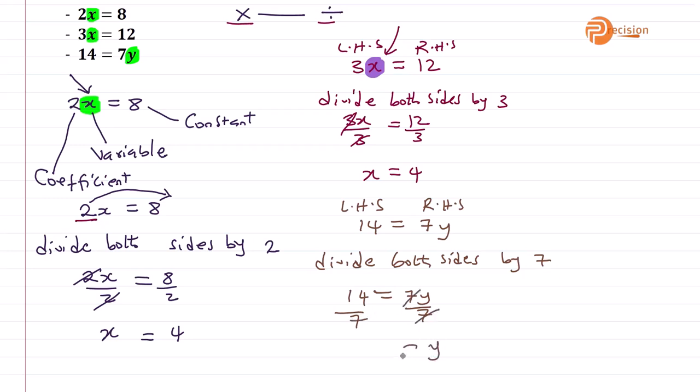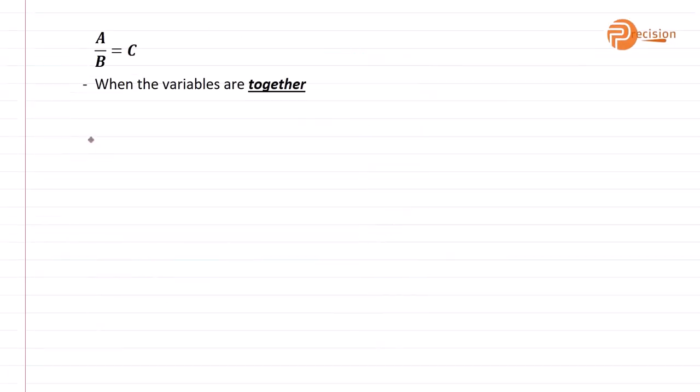Y stands alone by itself. 14 divided by 7 gives us 2. And it makes sense. Y is equal to 2 or 2 is equal to y. That is exactly the same thing. If you come to this point and you check, if y is 2, 7 times 2 gives us 14. It makes sense, and that is how it should be. So easy.